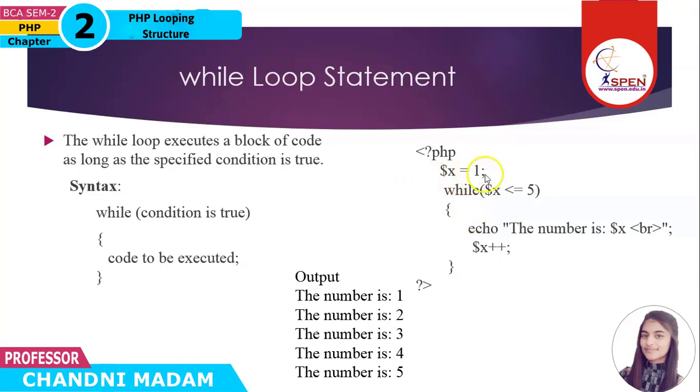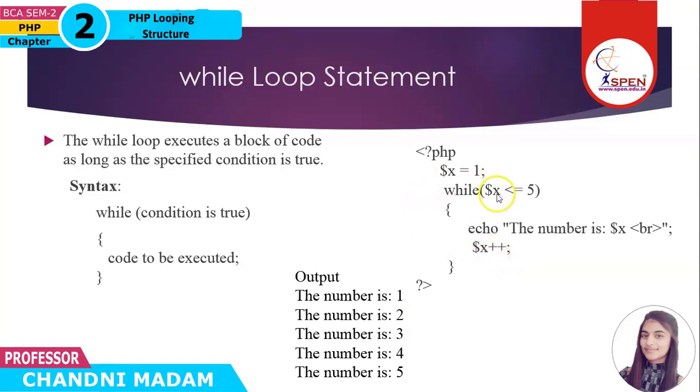Here $x equals 1. So 1 is less than or equal to 5. Here the condition is true, so it executes the number is $x. So $x is 1. Now next is x plus plus, so 1 plus 1 equals 2. Now again check the condition, 2 less than or equal to 5. The condition is true, so it again prints the number is $x. Here $x value is now 2, so it prints the number is 2. Now again we increment $x plus 1, so 2 plus 1 equals 3.